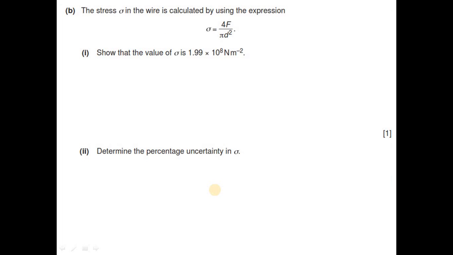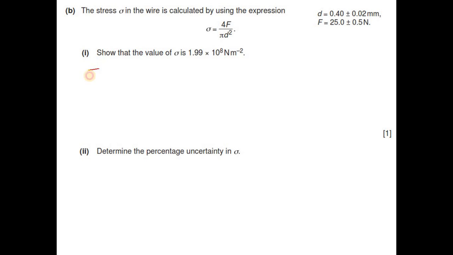Part B. The stress sigma in the wire is calculated by using the expression sigma is equal to 4F over pi D square. Show that the value of sigma is 1.99 times 10 to the power 8 Newton meter minus 2. Straightforward question. F is given, D is also given in the previous part, so you just plug in the values.